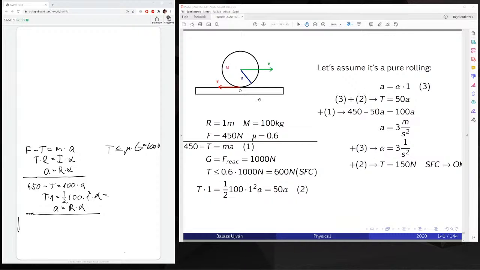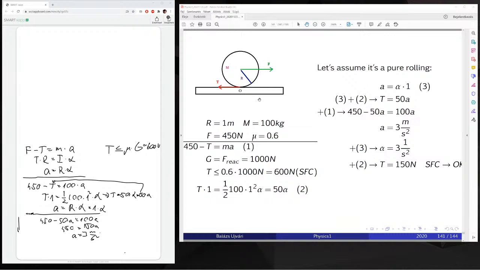So let's solve at first this part. So this is T equals 50 alpha, but we know the R is 1, so the numerical value for alpha and a is the same. So we can write T equals 50 a. Let's use it here. 450 minus 50a equals 100a. 450 equals 150a. a is 3. And since we use SI units everywhere, this is meter per second squared.